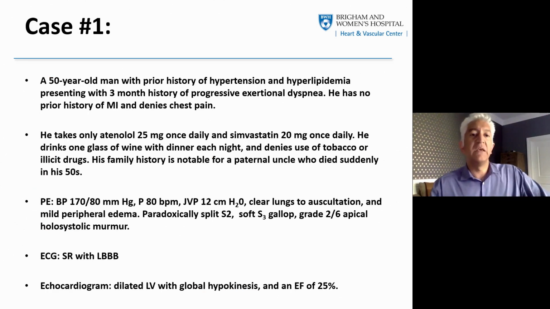I want to show you a case. This is a 50-year-old man who has a history of hypertension and dyslipidemia who comes in with 3 months of progressive dyspnea. He has no prior MI and denies chest pain. He takes atenolol 25 milligrams daily and simvastatin 20 milligrams once daily and drinks a glass of wine with dinner. He denies any tobacco or illicit drug use, and his family history is notable for a paternal uncle who died suddenly in his 50s. On exam, his blood pressure is 170/80, and the rest of the exam is as written on the slide. His electrocardiogram shows sinus rhythm with a left bundle branch block, and he has a dilated left ventricle with an ejection fraction of 25%.